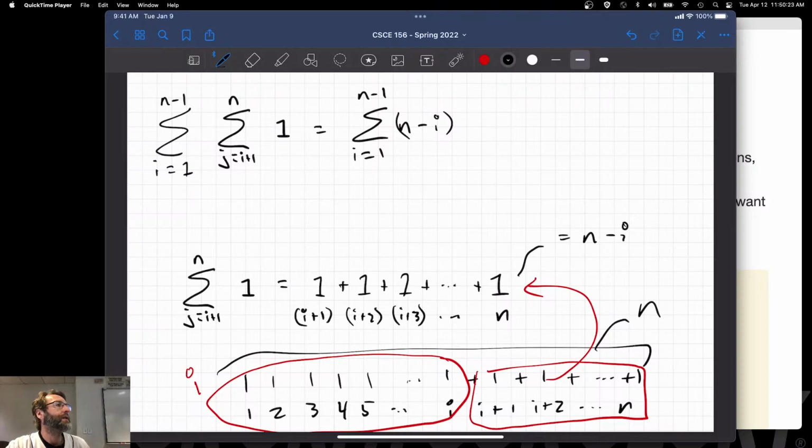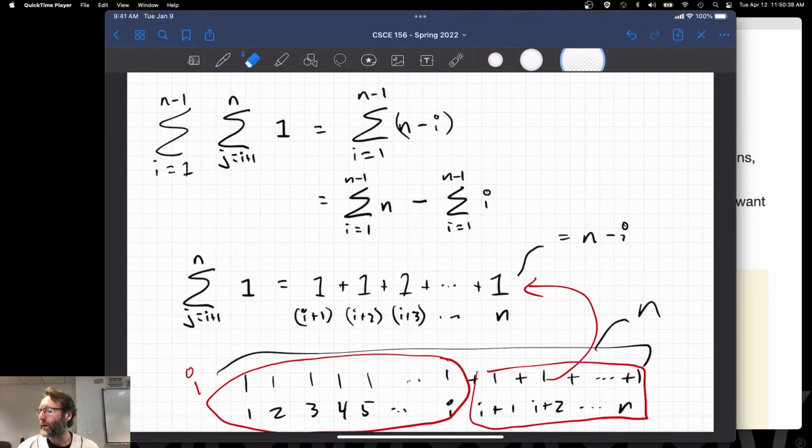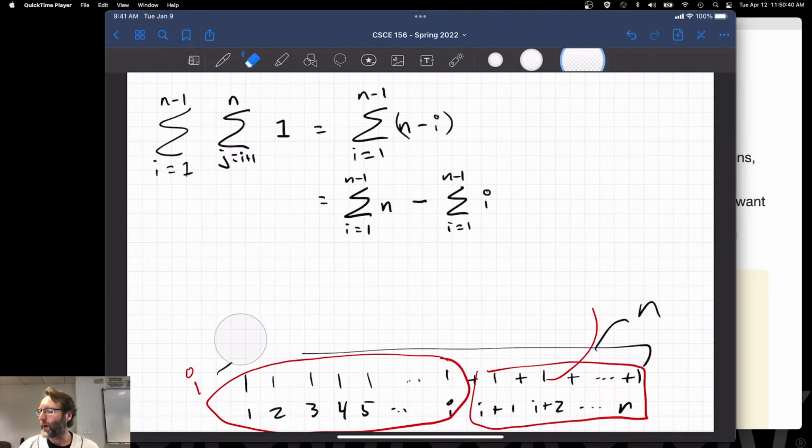Summation of sums is equal to the sum of summations. So I can break this up further. This is two sums. I is equal to 1 up to n minus 1 of n minus the summation of I equals 1 up to n minus 1 of I. Okay? Give myself some more room by getting rid of all this.